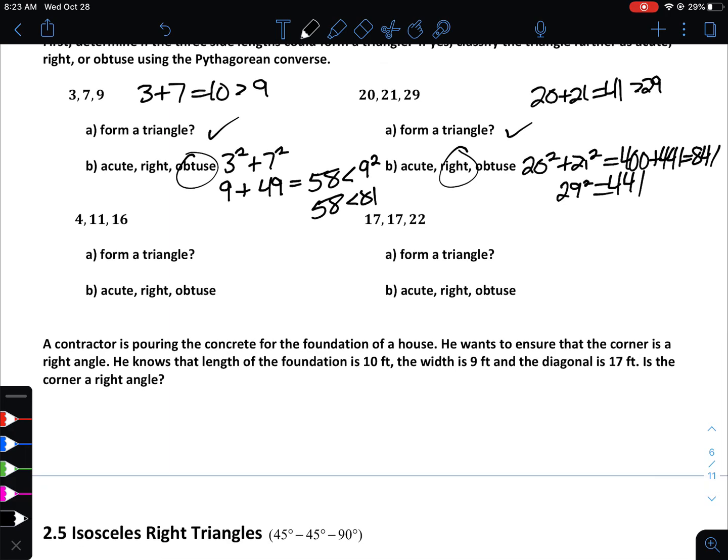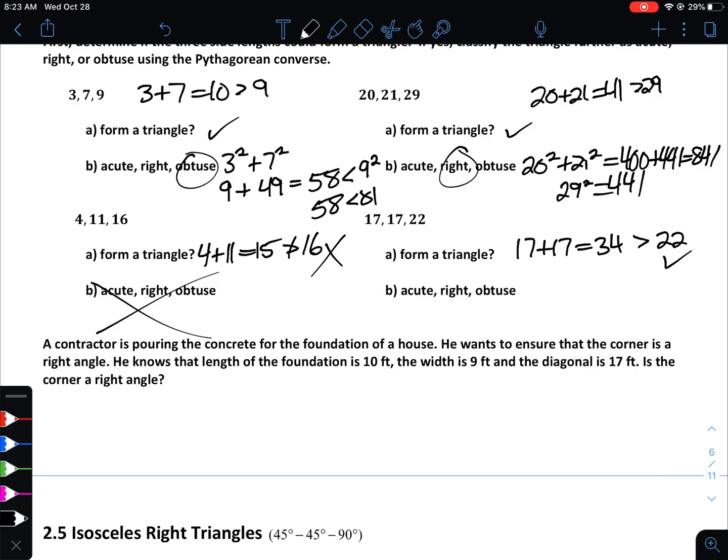All right. For our next example, we've got 4, 11, and 16. If we take 4 plus 11, that is 15. 15 is not more than 16, so this is not going to be able to form a triangle, so we will not have to answer the second part. For our last triangle, we're going to take 17 plus 17, which is 34. 34 is greater than our third side of 22, so then we are going to be able to do that.